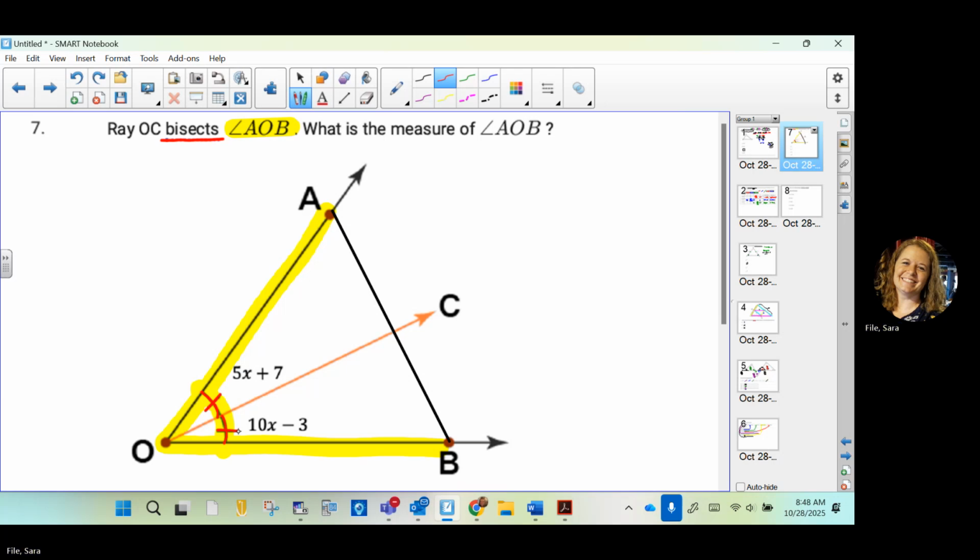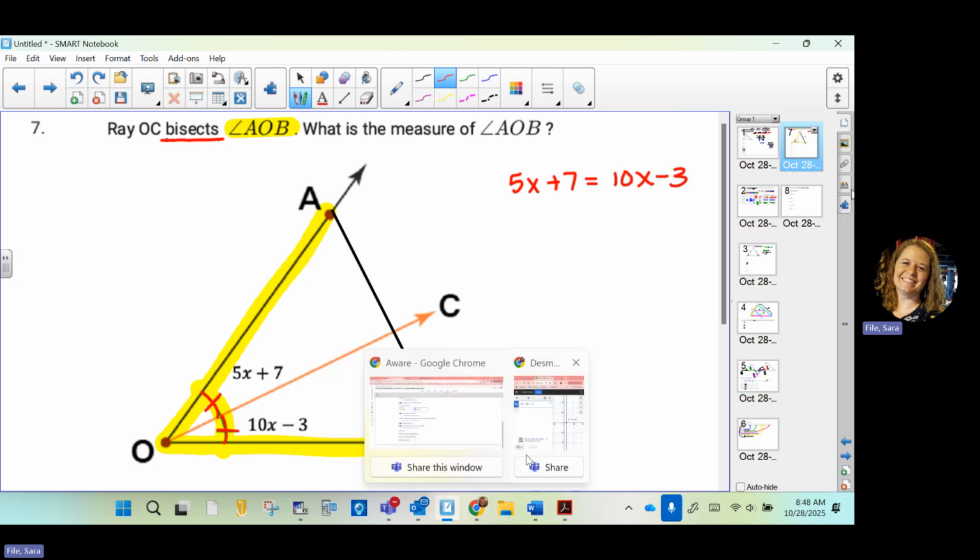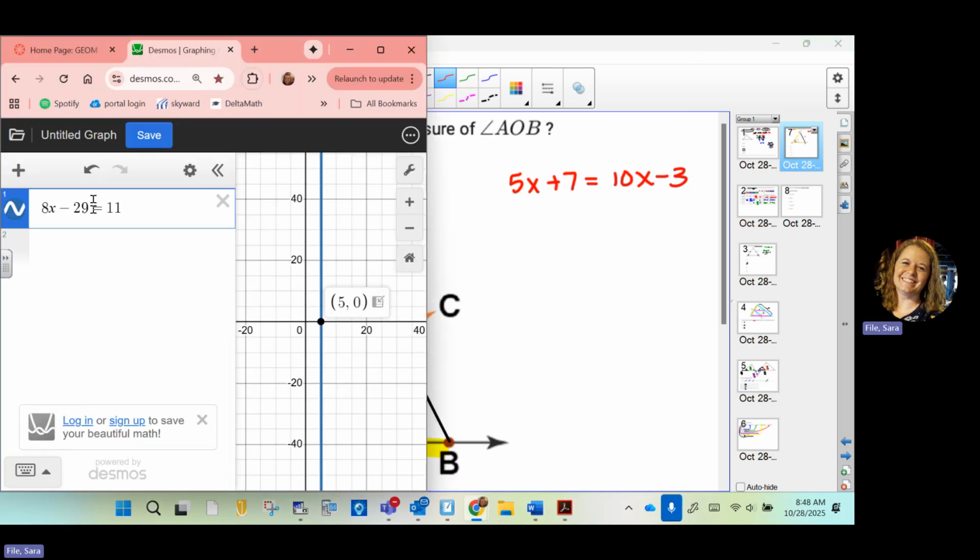Yes? So if they are equal to each other, that's what I'm going to write it out as. 5x plus 7 equals 10x minus 3. Now, I can solve this algebraically, and I think most of you can solve this algebraically, but what could you do to save some time? Let's put it in Desmos. 5x minus 7 equals 10x minus 3.